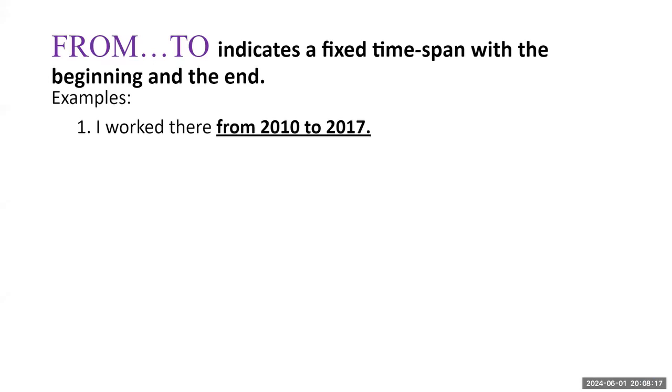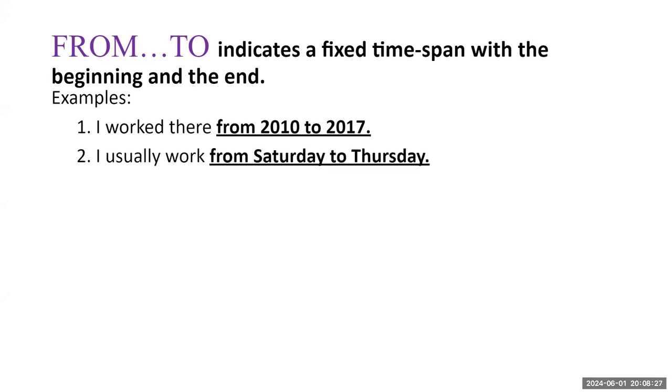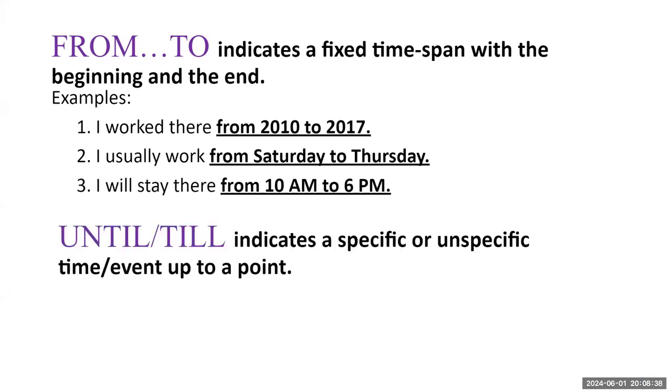So when you'd like to emphasize or indicate a fixed time span from the beginning until the end, you have to use from and to. I usually work from Saturday to Thursday. I will stay there from 10 a.m. to 6 p.m. And then we'll have until, which indicates a specific or unspecific time event up to a point.